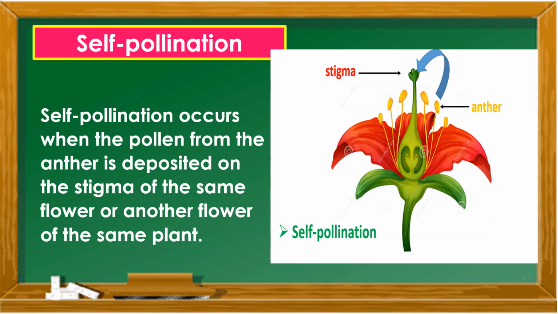Self-pollination occurs when the pollen from the anther is deposited on the stigma of the same flower or another flower of the same plant. In self-pollination, parental characters are preserved. Fewer pollen grains are needed. Flowers are not large or scented, and flowers do not develop devices for attracting insect pollinators.